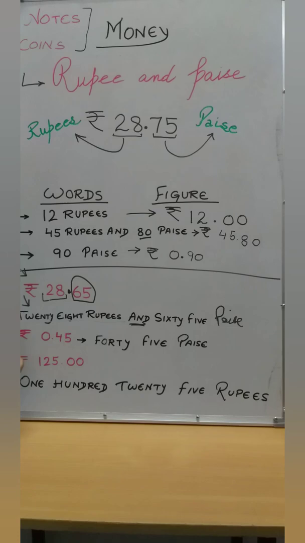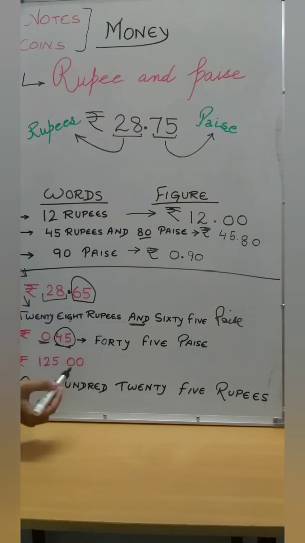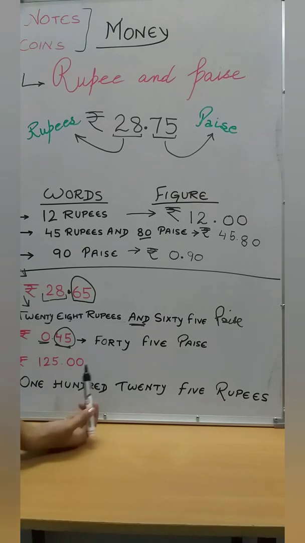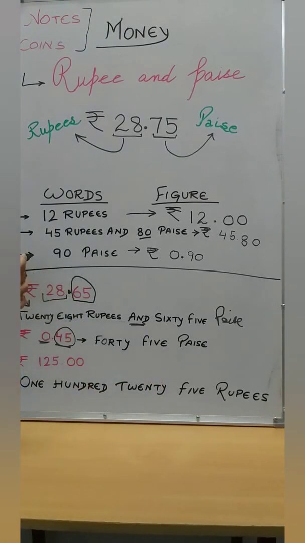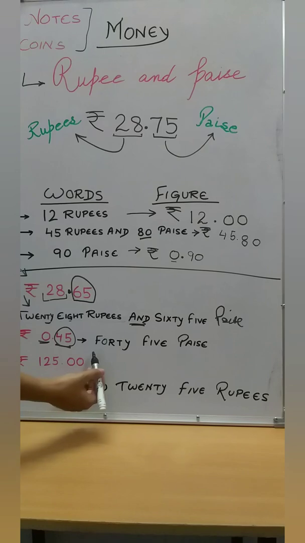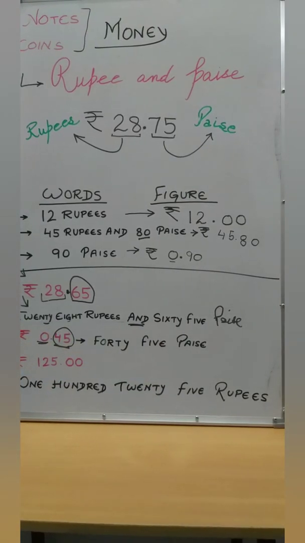In this example we have 0 rupees, so we will not write rupees. Directly we are going to write paise. We have 45 paise. In this example also, if only paise is written, we put 0, and here 0 is there. It means we don't have any rupee. We have only paise, 45 paise. So we will write it like this in word form. Let's move on to the next.